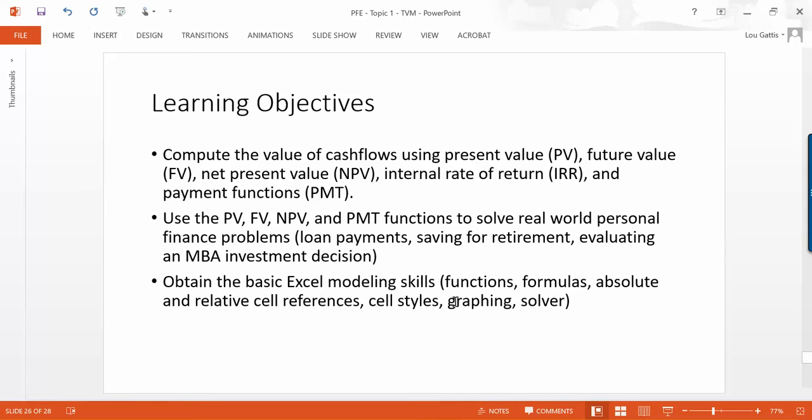And we've gained some basic Excel skills for putting in formulas and functions using absolute and relative cell references. What I'm talking about there is anchoring cells. We talked about cell styles, graphing, using Solver, or we actually used Goal Seek.